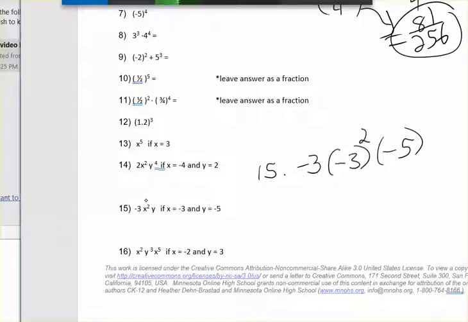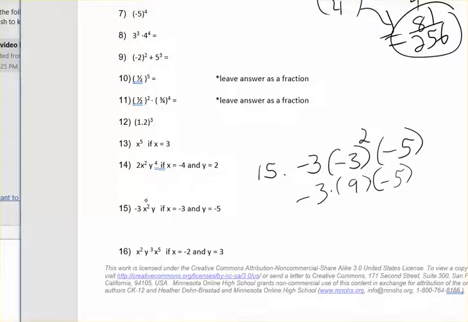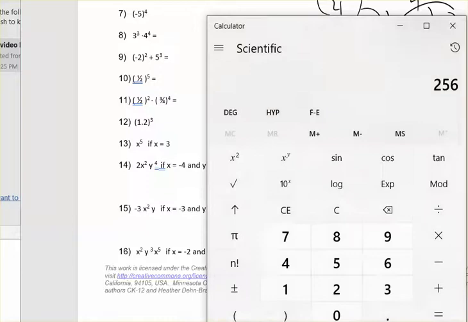So the next thing that we are supposed to do is simplify the exponents. So right here we have -3 squared. -3 times -3 is a +9. And then they still have -5. So this is all multiplication now. This means -3 times 9 times -5. You can now use your calculator.